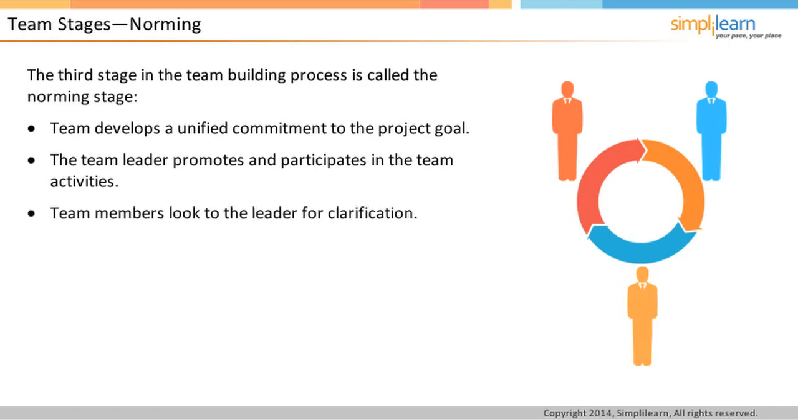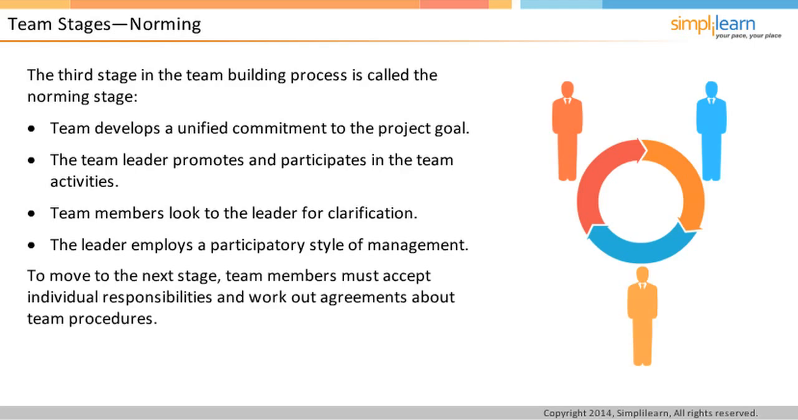The leader employs a participatory style of management through facilitating change, working to build consensus, and overseeing quality control. Toward the end of this phase, team members need to accept individual responsibilities and work out agreements about team procedures. In the next screen, we will discuss the fourth stage, performing.